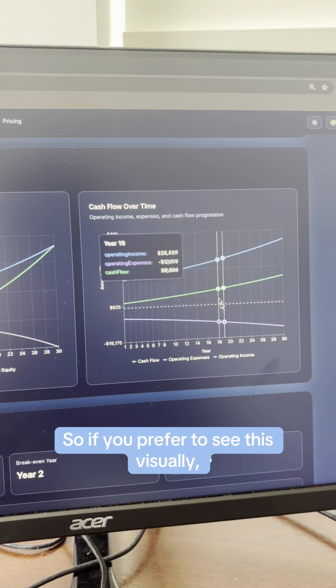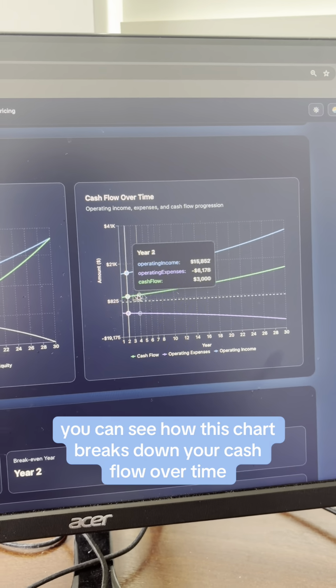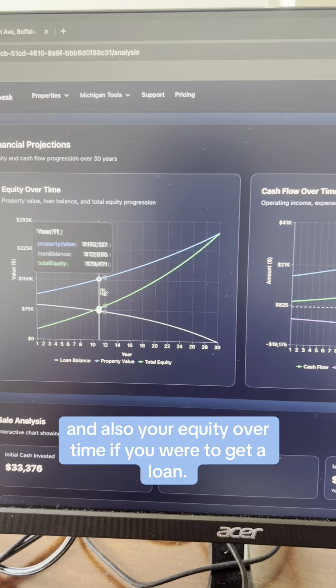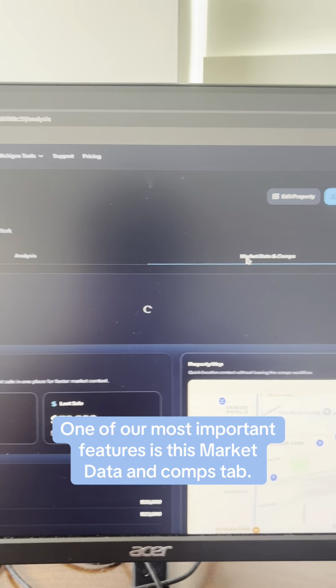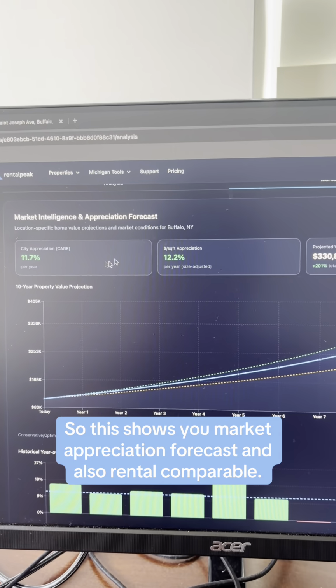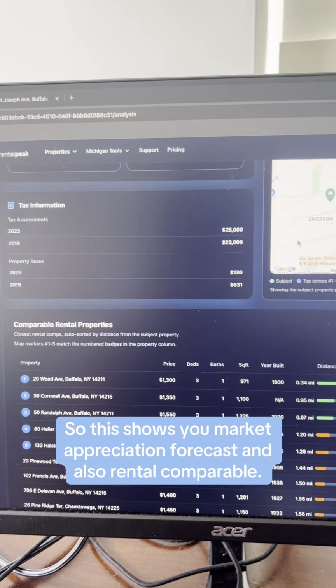So if you prefer to see this visually, you can see how this chart breaks down your cash flow over time and also your equity over time if you were to get a loan. One of our most important features is this market data and comps tab. So this shows you market appreciation forecast and also rental comparables.